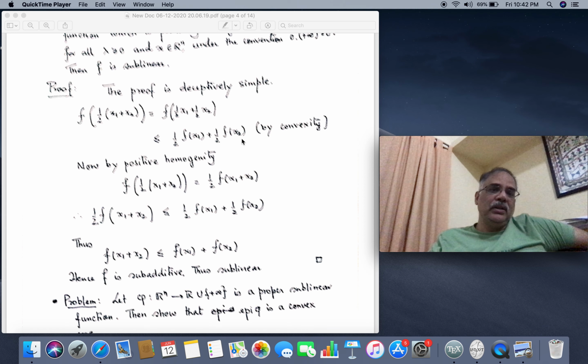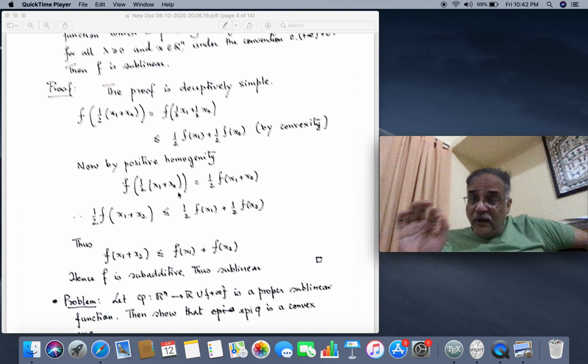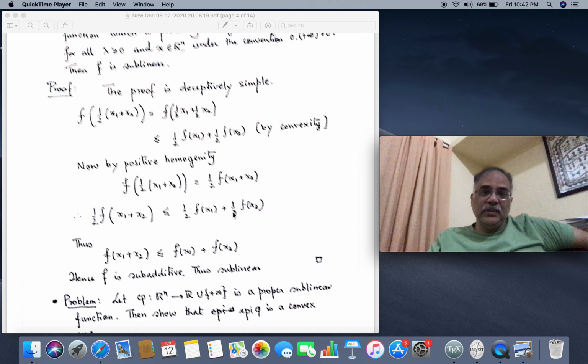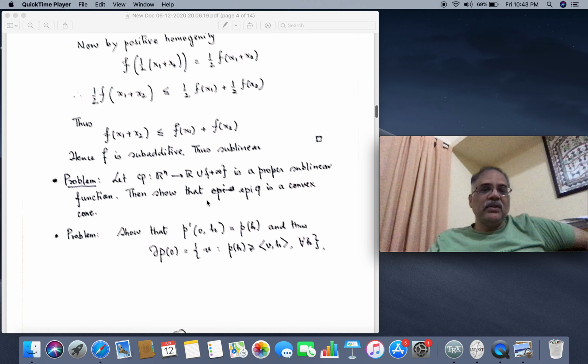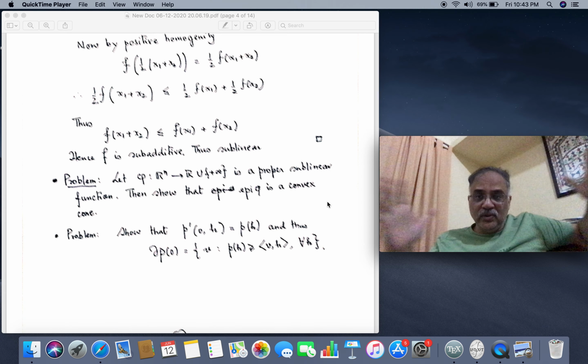This is by convexity. But positive homogeneity shows that f of half of x1 plus x2 is half of f of x1 plus x2. Now if I replace this part, then I get half of f of x1 plus x2 is less than or equal to half of f of x1 plus half of f of x2, which gives me the subadditivity property, proving that it is sublinear. So here I have asked you to show that for a proper sublinear function, it will be a convex cone with a vertex at 0, and so on.